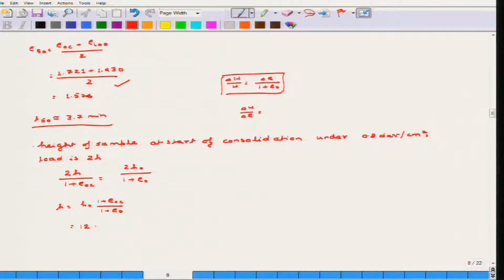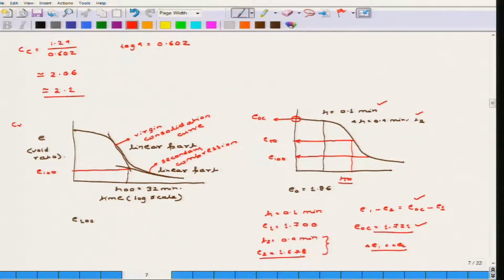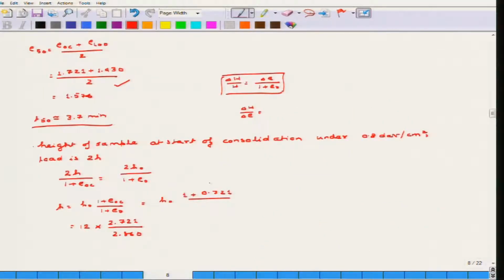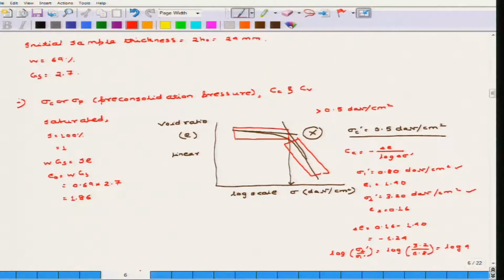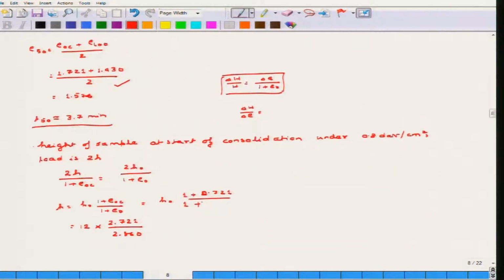So, basically it was 12 into 2.721 by 2.860, or maybe I can write it in a more elaborate way, like 1 plus 0.721, because EOC is 1.721, and E0 we have already found out to be 1.86. So, 1.860. So that means H naught into 2.721 by 2.860, and this 12 is basically the height of the sample.